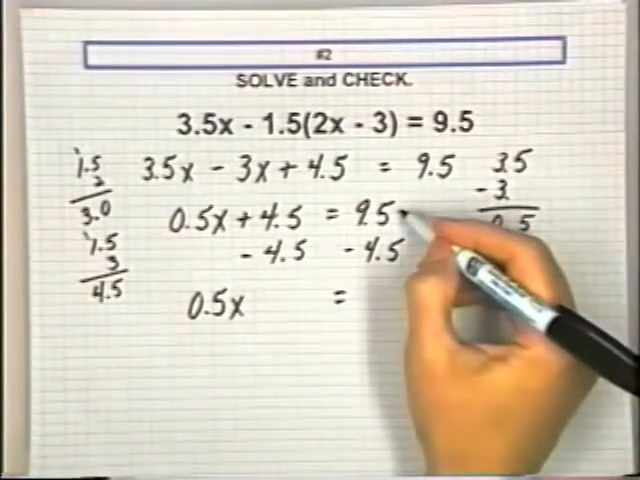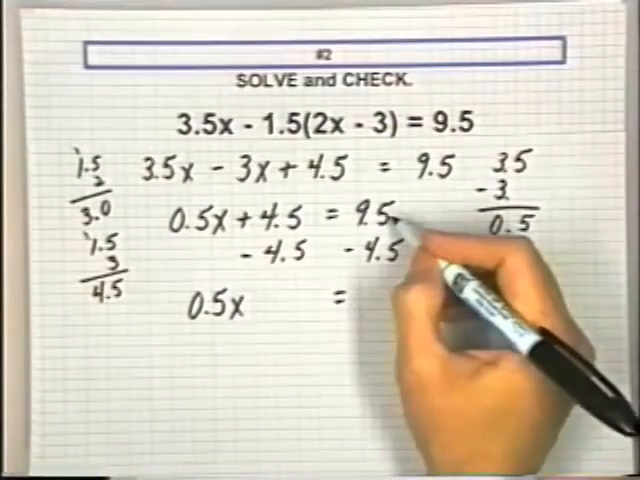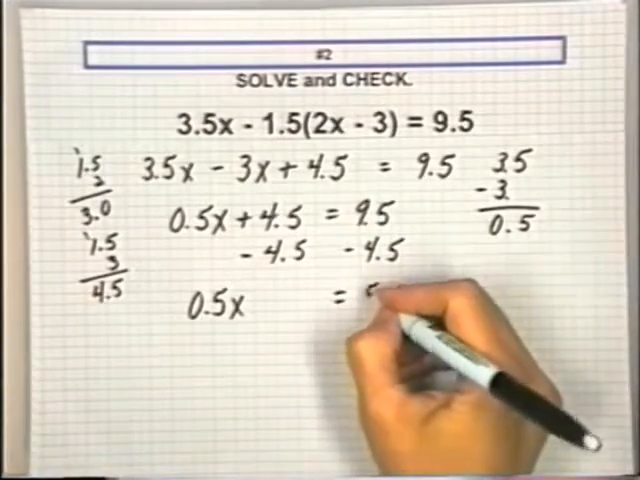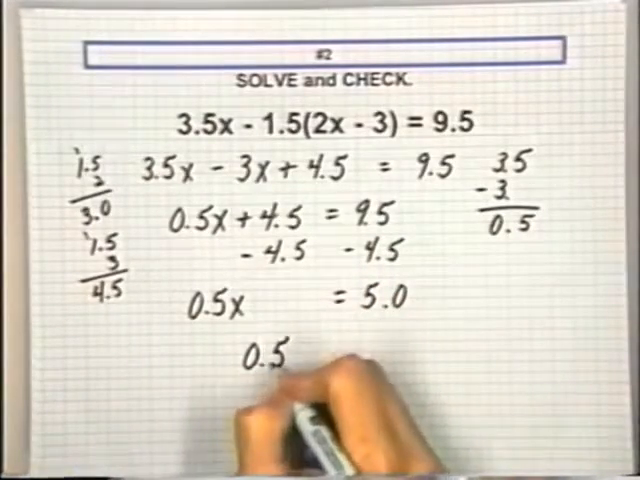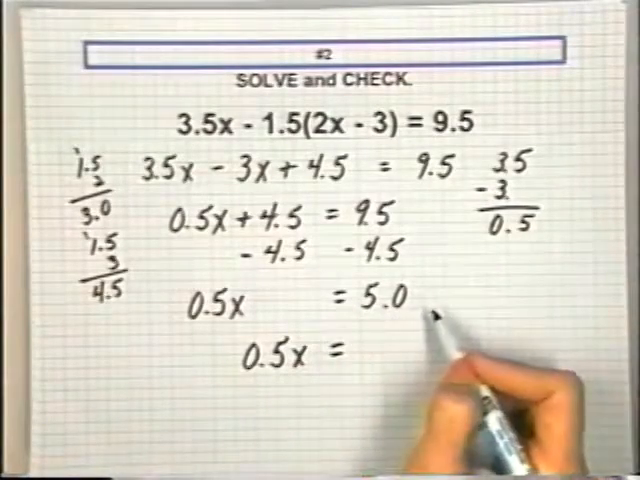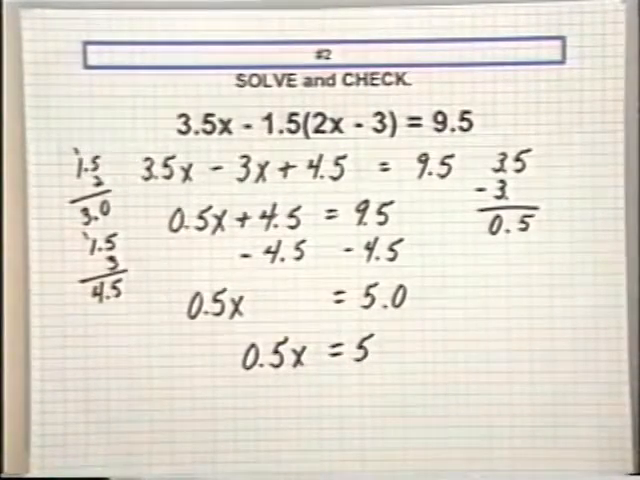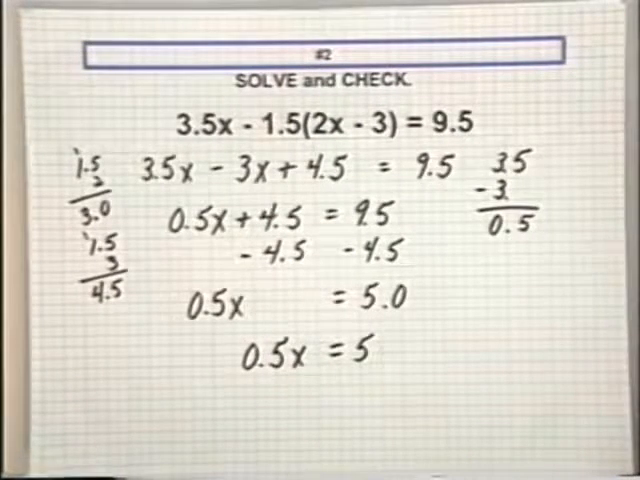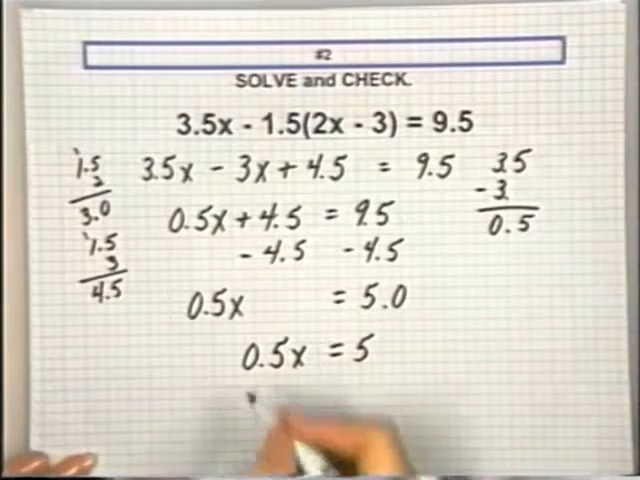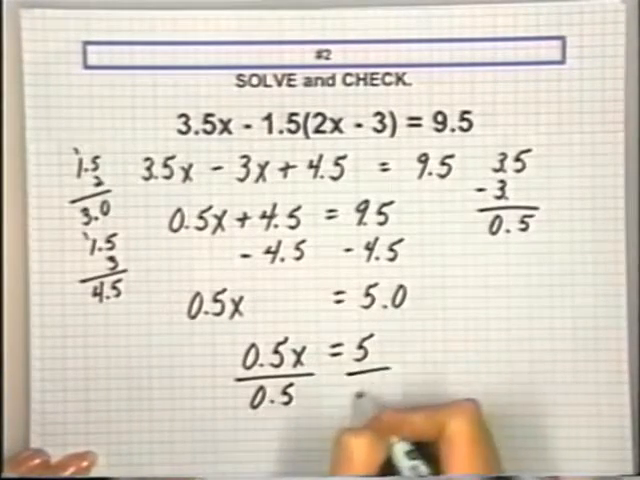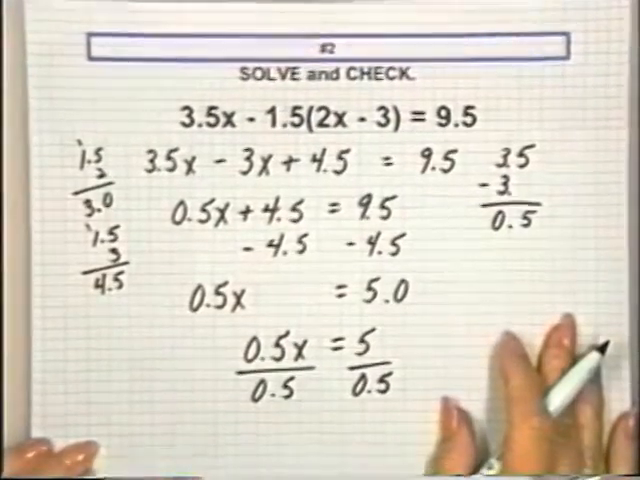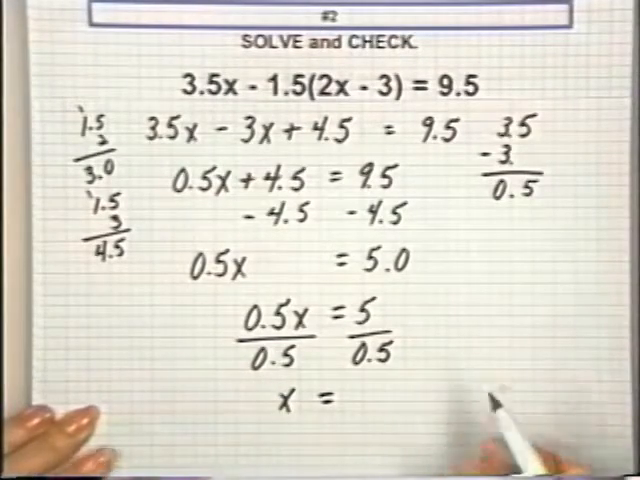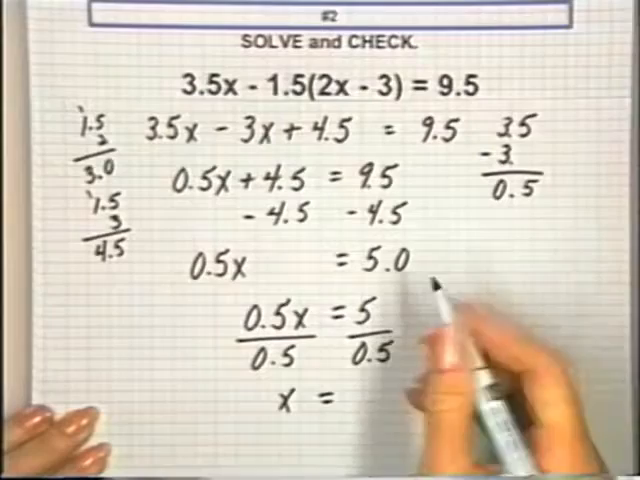On the right side, 9 5/10 subtract 4 5/10. 5 subtract 5 is 0. Bring down the decimal. 9 subtract 4 is 5. So I get 5/10x equals, and 5 0/10 is the same as 5. Next, I need to divide both sides by the 5/10 because it is the coefficient of x. 5/10x divided by 5/10 is 1x. And on the right, I need to divide 5/10 into 5.